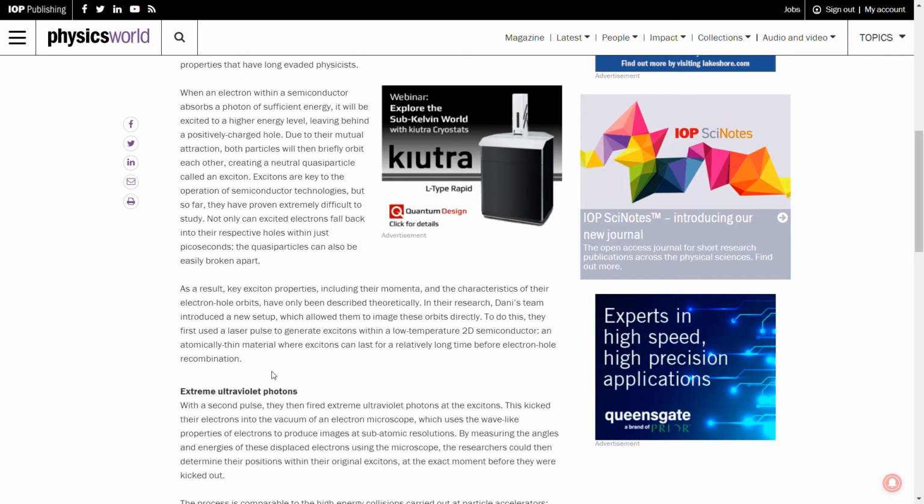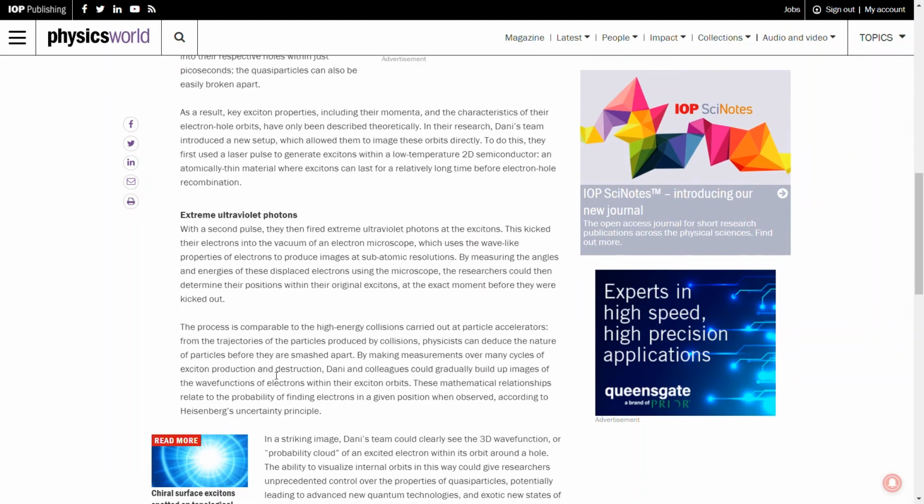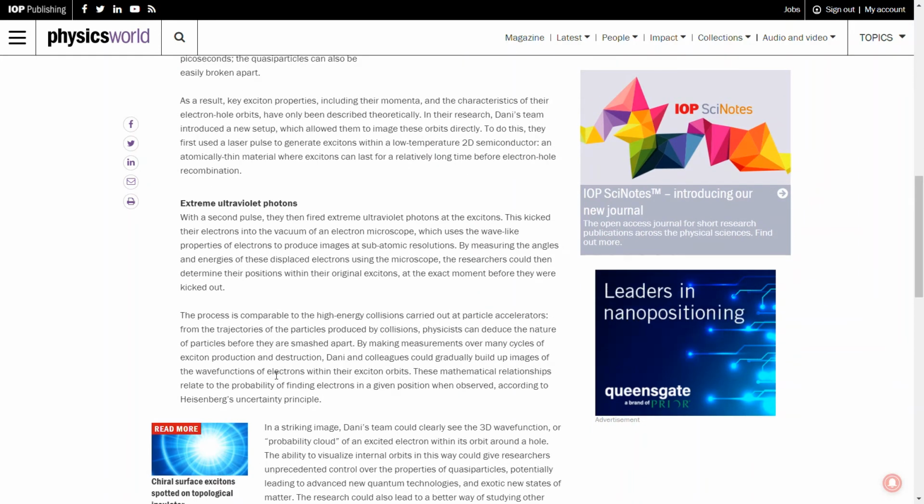To do this, they first used a laser pulse to generate excitons within a low temperature 2D semiconductor, an atomically thin material where excitons can last for a relatively long time before electron-hole recombination. With a second pulse, they then fired extreme ultraviolet photons at the excitons. This kicks the electrons into the vacuum of an electron microscope, which uses the wave-like properties of electrons to produce images at subatomic resolutions. By measuring the angles and energies of these displaced electrons using the microscope, the researchers could then determine their positions within their original excitons at the exact moment before they were kicked out.